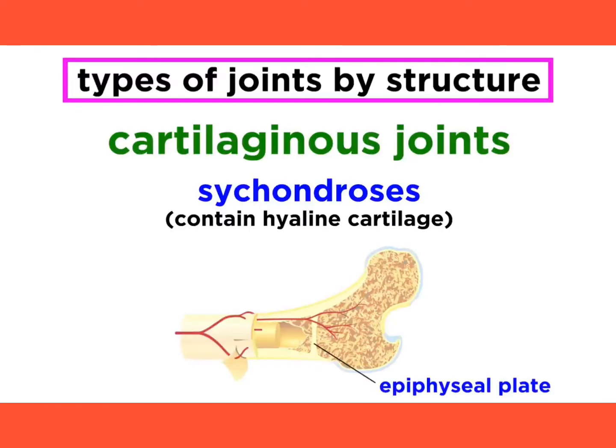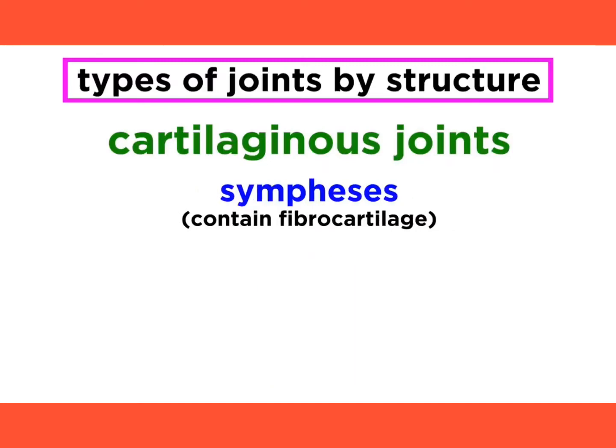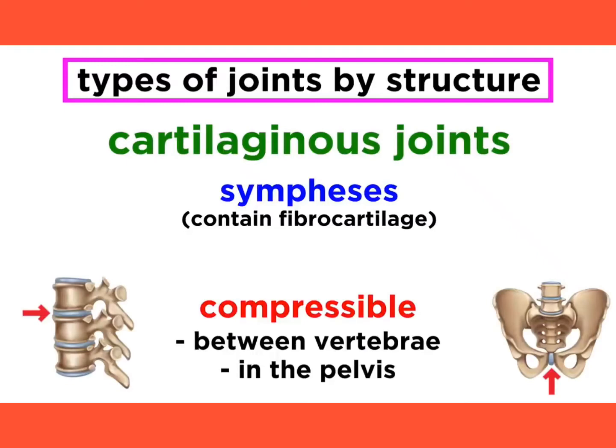Before, we mentioned the epiphyseal plate in long bones of children, which allow for bone growth, and that is an example of this type of joint. The first rib also has one of these between the costal cartilage and the manubrium of the sternum. The other type of cartilaginous joints are symphyses, and these are made of fibrocartilage. This is compressible, so these joints are meant to be shock absorbers. We can find these in between vertebrae and in the pelvis.